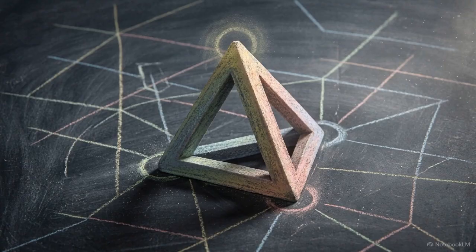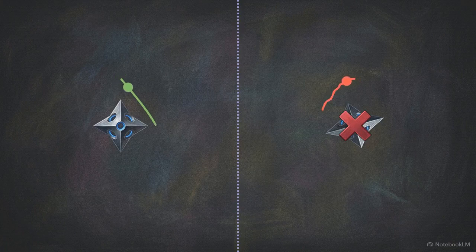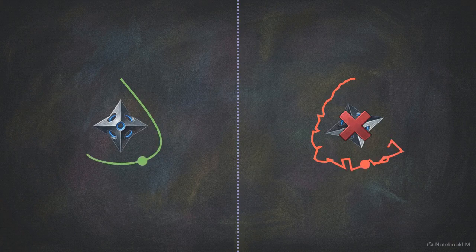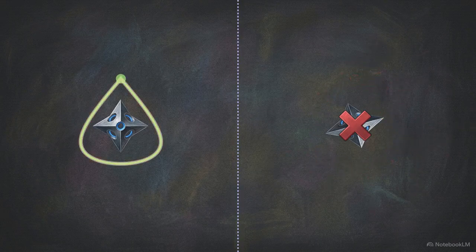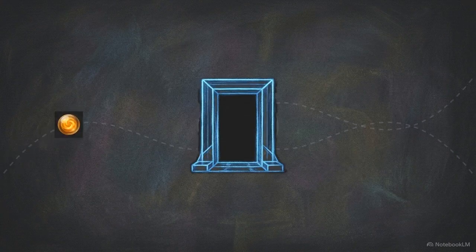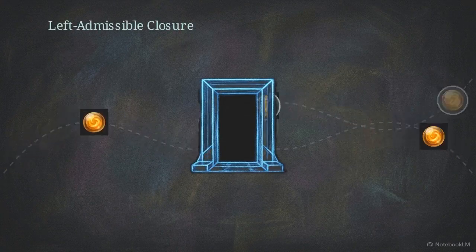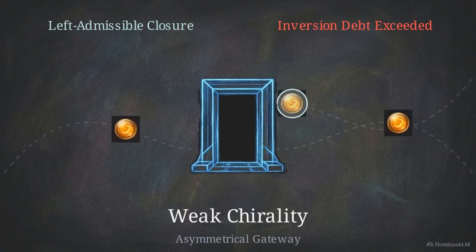If the geometry predicts mass and coupling, it must also govern how these particles propagate. A 4-port node lacks inversion symmetry, meaning its geometry cannot be mirrored perfectly across an axis. Because of this asymmetry, an ordered sequence of port traversals does not mathematically equal its mirror-reversed counterpart. Attempting a mirror-reversed traversal forces the network to absorb an inversion debt. Left-handed traversals function as low-cost closures, while right-handed paths exceed the admissibility threshold, manifesting as weak chirality.